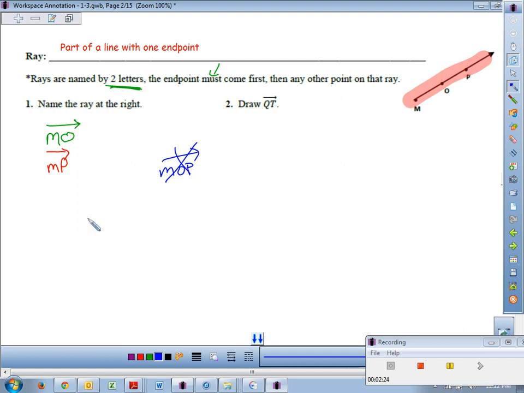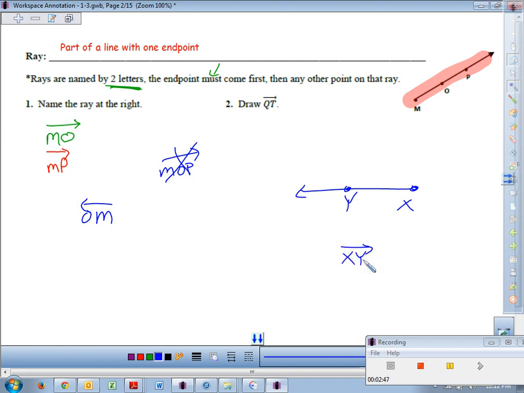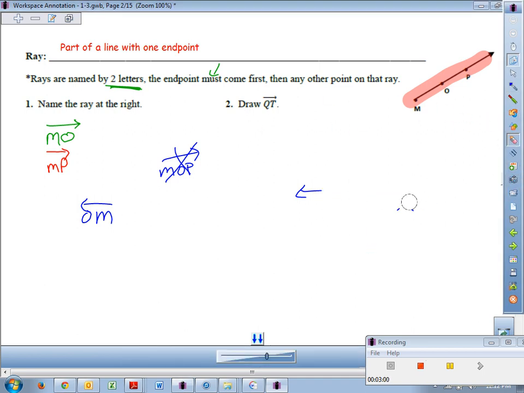Cool. How about this? What do you think about that? It doesn't work, right? Let's say your ray was this. Here's a picture. Isn't that a ray right there? And it's kind of going to the left, if you will. It doesn't matter which way this ray goes in your picture. What's the name of that ray? It must always be written like that. Endpoint first, other point second. This ray bar always points to the right, regardless of how this picture goes.